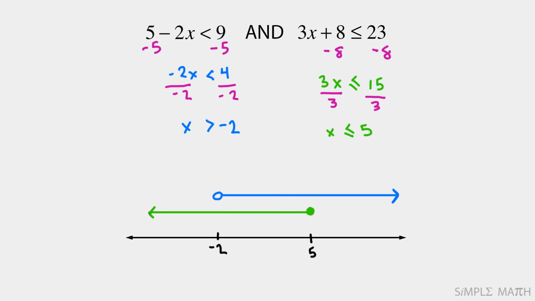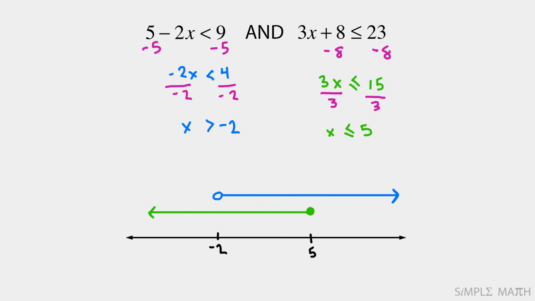Finally, we need to combine these two separate ranges of possible values into one solution set. Remember that because these inequalities are connected with the word "and," we need to find values of x that make both inequalities true at the same time. Well, if we look at our number line, we can easily identify those values by finding the area where the two arrows overlap. This area represents all the values of x which make both inequalities true.